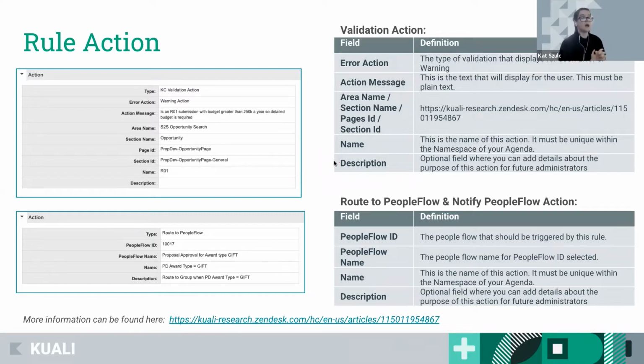So route to people flow means that an approval action is going to be requested based on which people flow we're triggering based on the rule. And then notifying is just going to create an FYI action to the appropriate users, again, as identified in the people flow that's associated with that particular rule. So again, we'll do some examples here, and hopefully it's a bit more relatable.